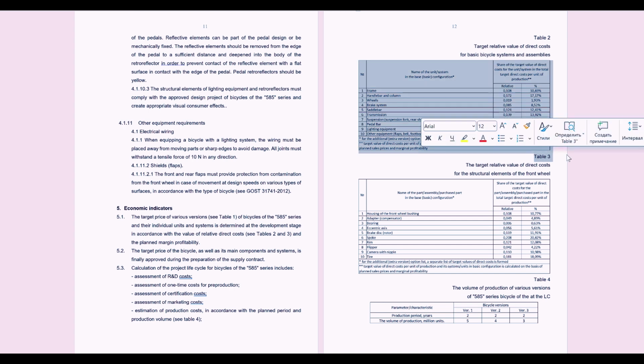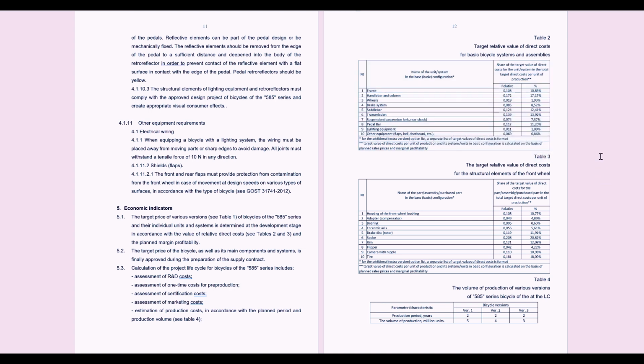In the case of calculating the absolute target price of systems and aggregates based on the relative values given in the section Economic Indicators of the technical assignment, we proceed from the fact that the total value of the product, sales price, and marginal profitability are set in the business plan, respectively.